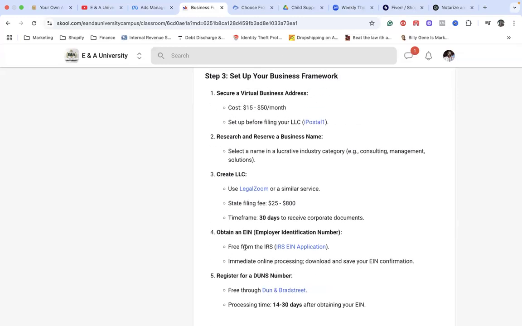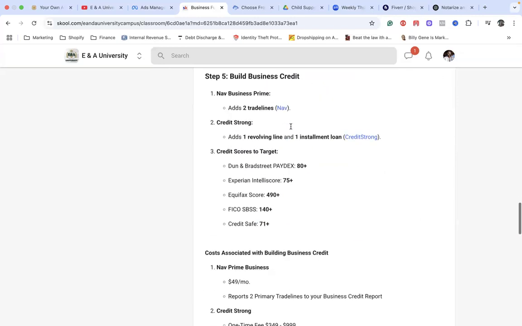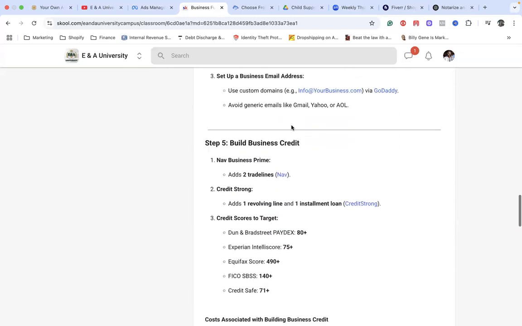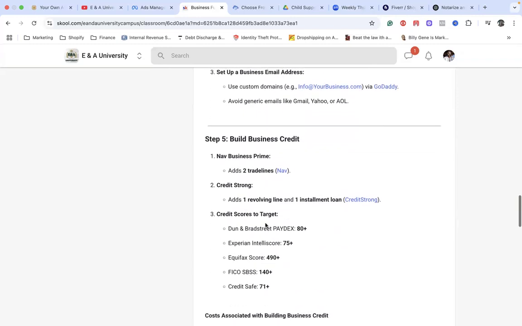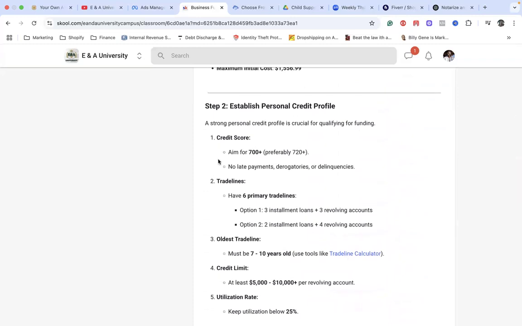Make sure you got that LLC set up. If you already got that done, you're moving right on to the next step, which is building your business credit, right? The reason you want to build your business credit is because over the next year or two, you're going to need to use your business credit. But in the meantime, you're going to personal guarantee everything under your personal credit. That's why you want to set that up.